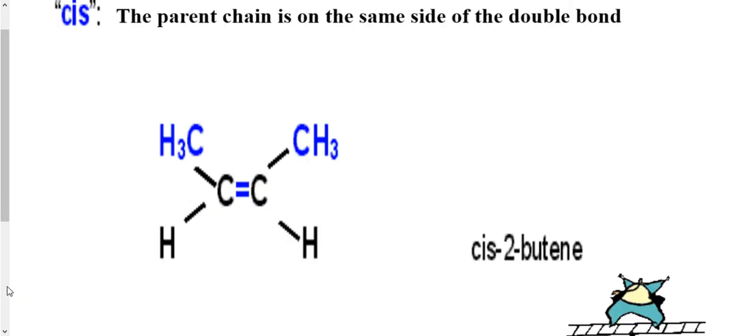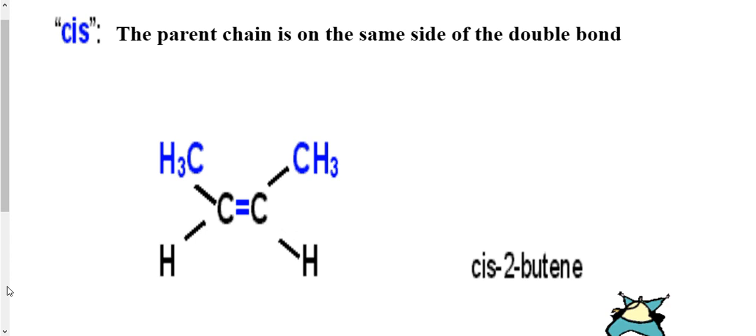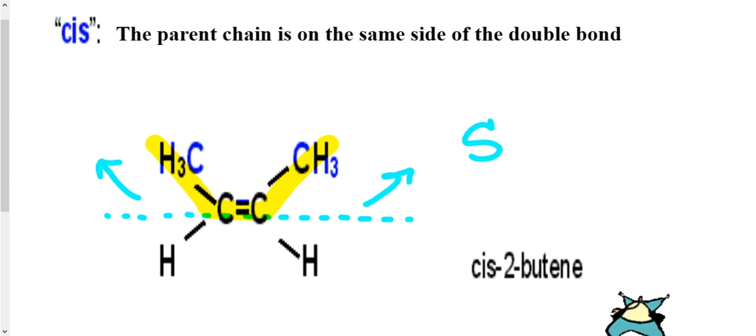In this case, when I highlight the parent chain itself, I'll grab my highlighter. My parent chain is up on both sides of the double bond. I can imagine a flat plane going through the double bond, and because my parent chain is up on the left and on the right, because it is on the same side on both sides, we use the prefix cis. This is cis-2-butene.